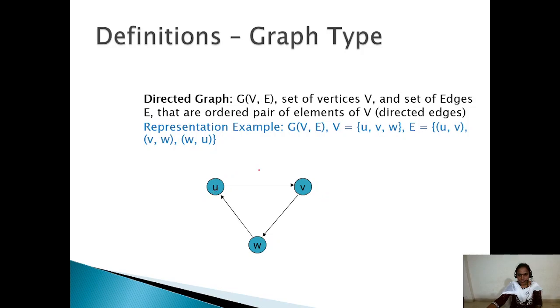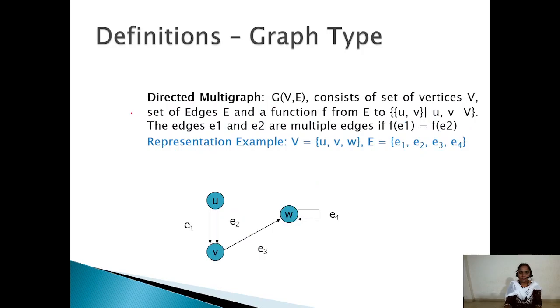U comma V is the one tuple. V comma W is the one pair. W U is the one pair. It is because we are calculating the directions. Okay, this is the directed graph.